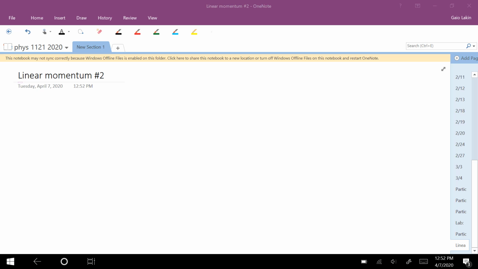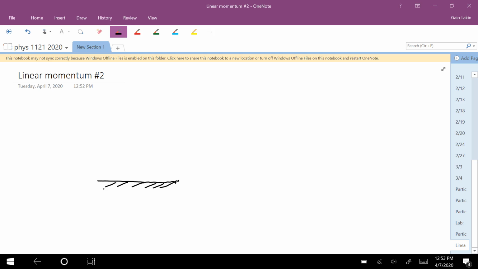This is a solution to linear momentum number 2. It's all given in words, so I think it makes sense to first just draw out what's going on. There's a 10 kilogram mass that undergoes a collision with the floor. Okay, so here's the floor, and this thing comes in, so we have an object just bouncing off the floor.